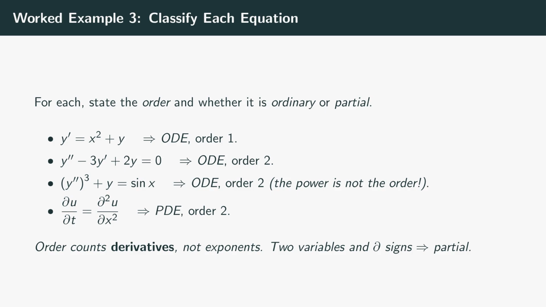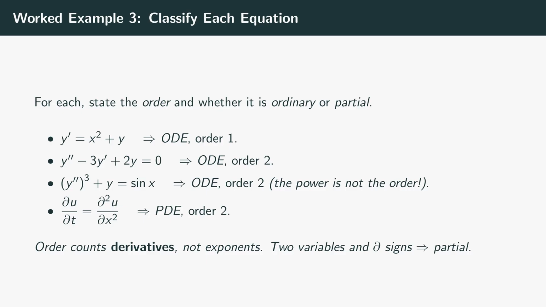Let's finish the examples with classification, the first thing you do when you meet any new equation. For each one, name the order and say whether it is ordinary or partial. First, y prime equals x squared plus y. The highest derivative is the first derivative. The unknown depends on one variable, so this is an ordinary equation of order 1.